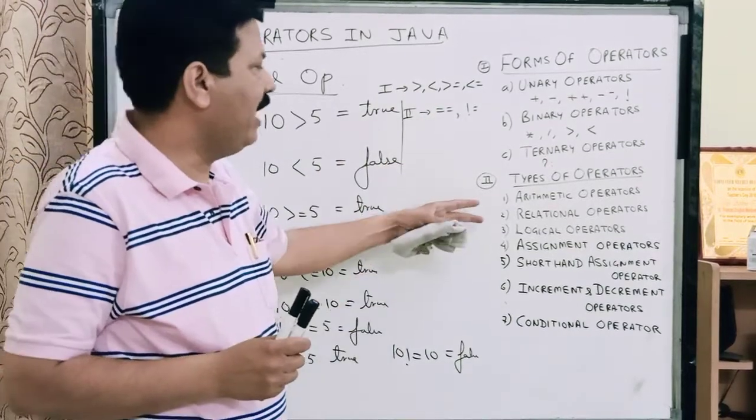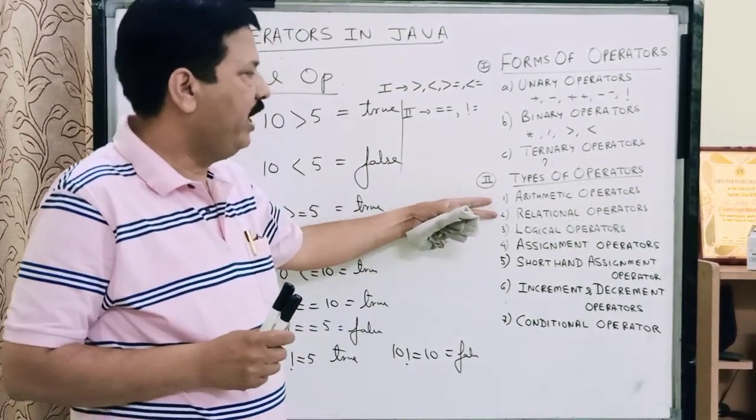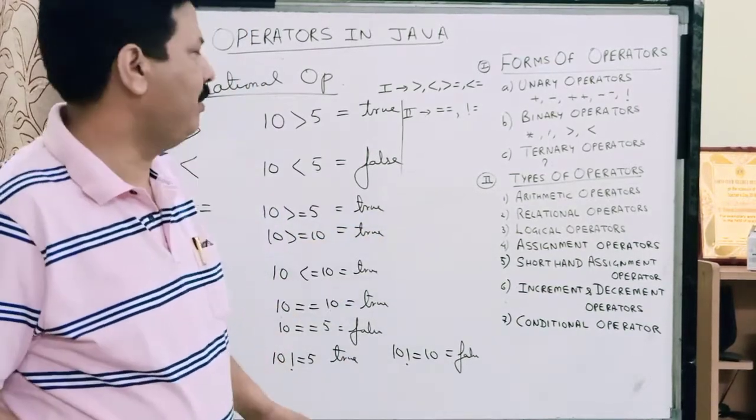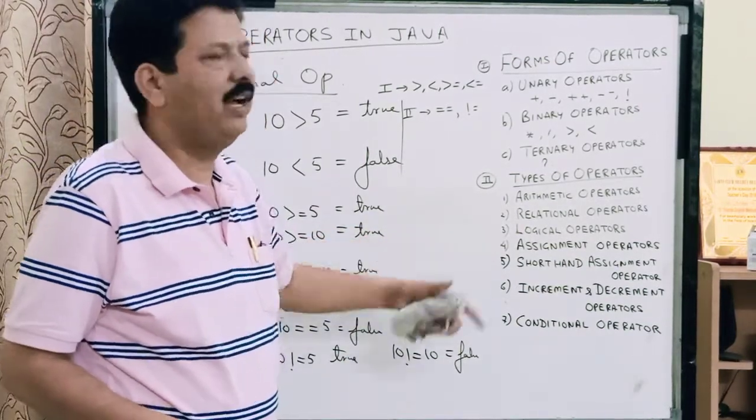So children, we have talked about these two operators, arithmetical and relational operators. In the next video, I am just starting with logical and the other operators.